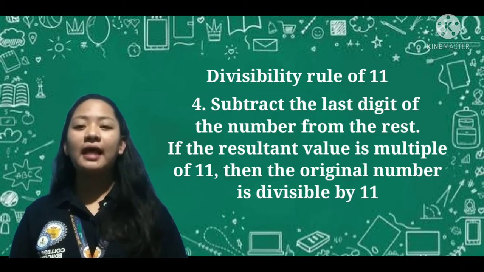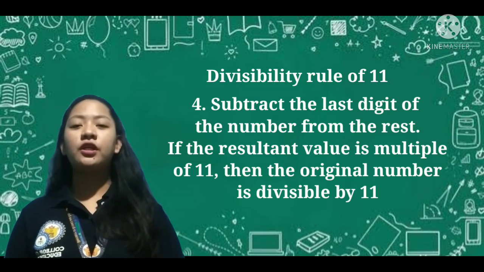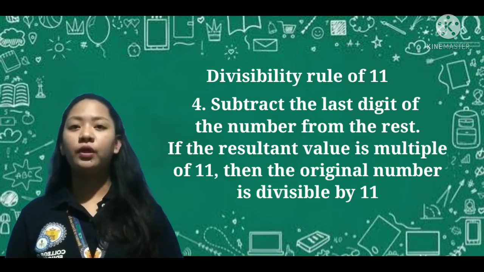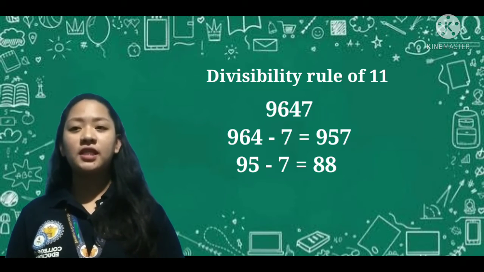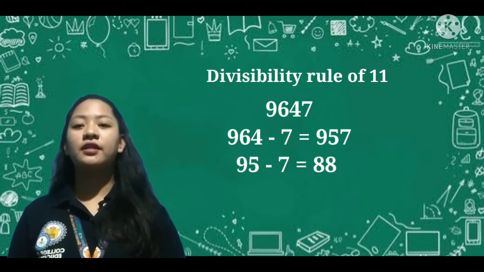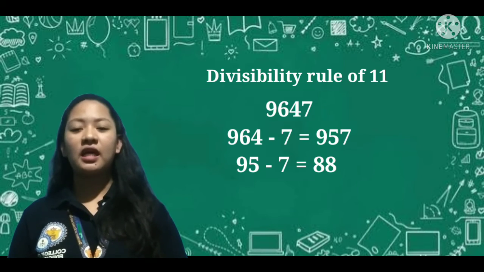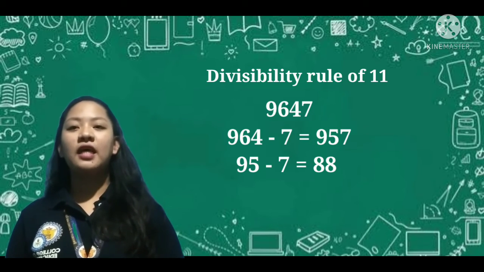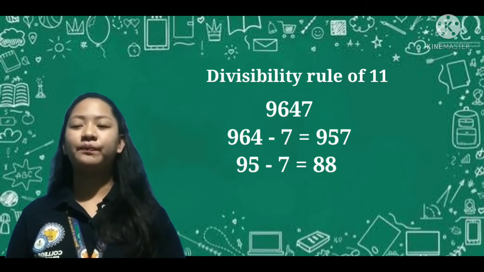Number 4. Subtract the last digit of the number from the rest of the number. If the resultant value is a multiple of 11, then the original number will be divisible by 11. Example, 9,647. The last digit is 7, so 964 minus 7 equals 957, and 95 minus 7 equals 88. Since 88 is a multiple of 11, then 9,647 is divisible by 11.